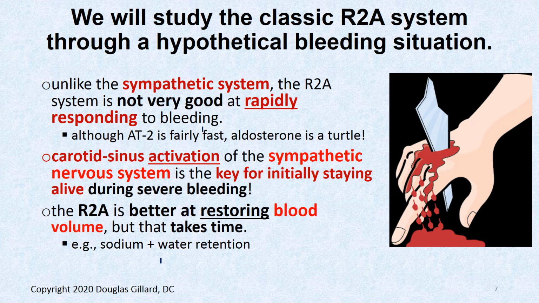The carotid sinus is an important structure. If it's activated by a fall in blood pressure, it will let sympathetic outflow out of the vasomotor center, and it'll contract all the blood vessels of the microcirculation, and it'll bolster your blood pressure and keep you alive, while other members of the R2A system kick into action, like aldosterone and ADH and things like that.